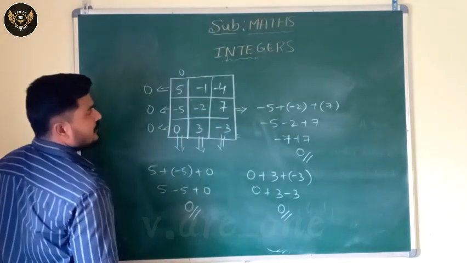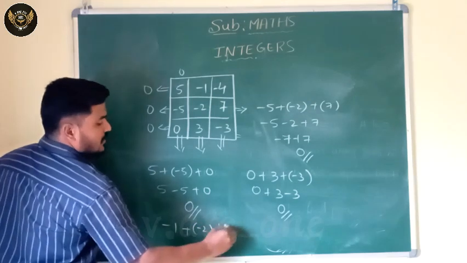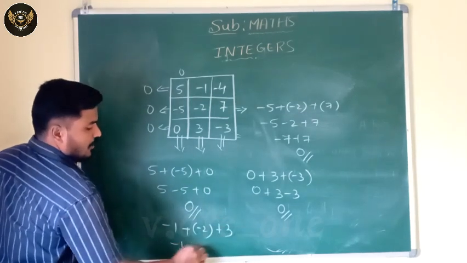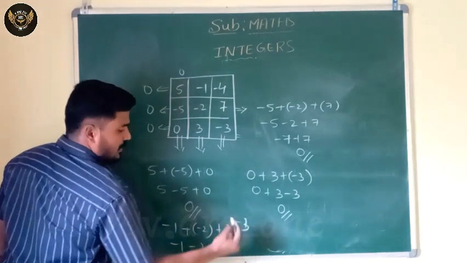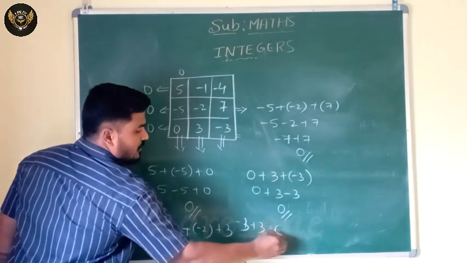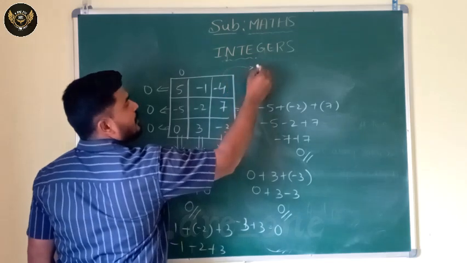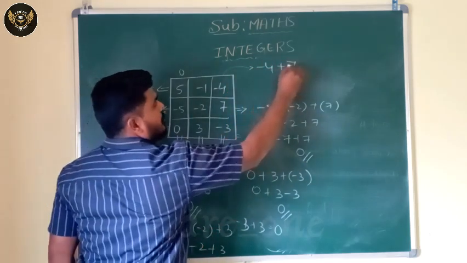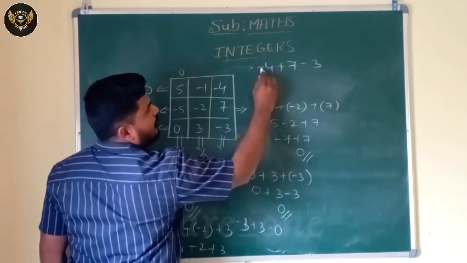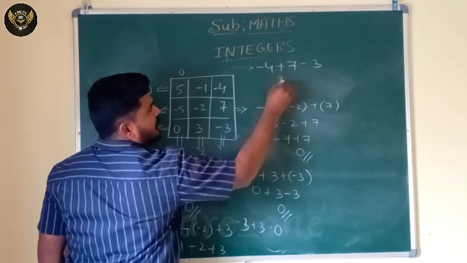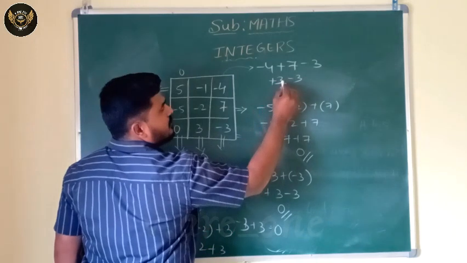Similarly, second column: minus 1 plus minus 2 plus 3. Minus 1 minus 2 plus 3. Minus 1 minus 2 becomes minus 3, again plus 3. We got 0. Similarly, third column: minus 4 plus 7 minus 3. When the numbers have minus and plus, we have to subtract. 7 minus 4 is 3. Greatest number is plus. Again, the remaining number is 3. Plus 3 and minus 3 is 0.